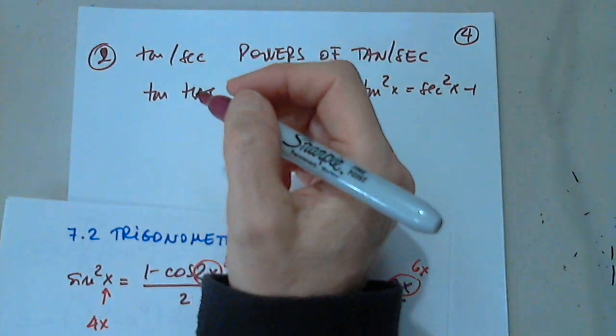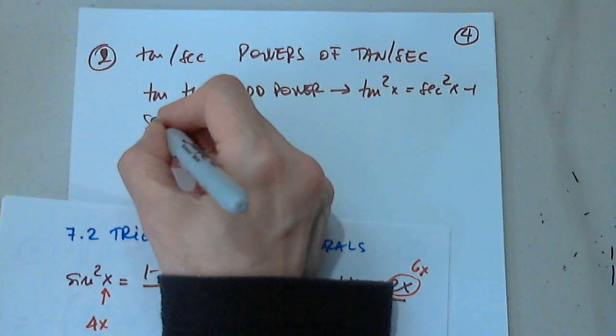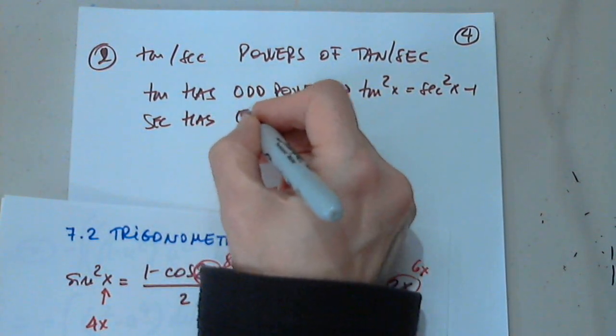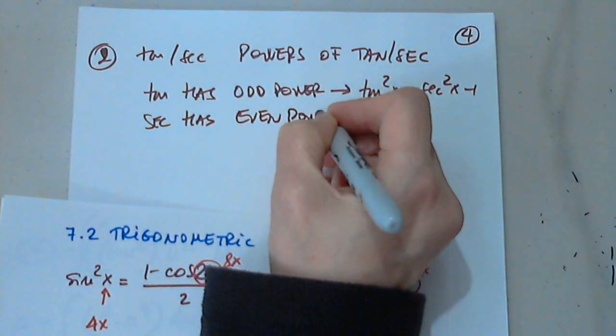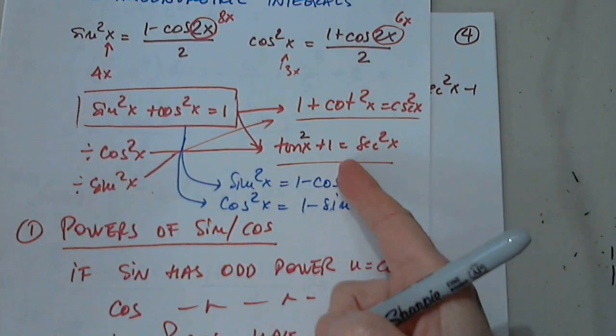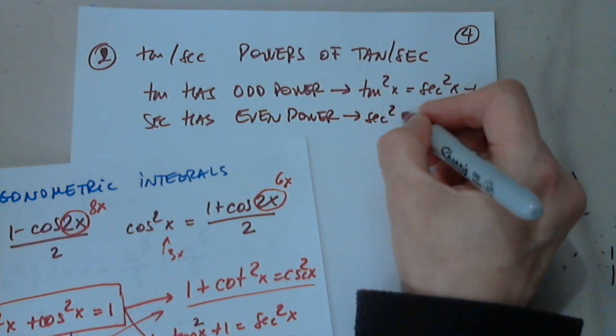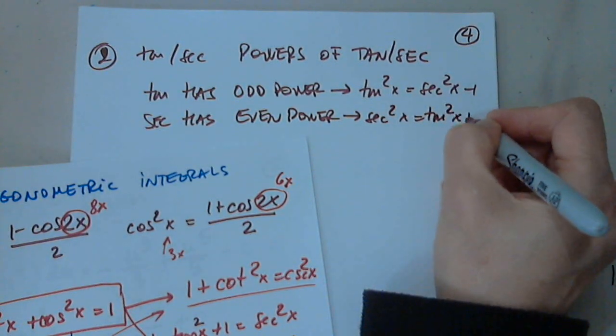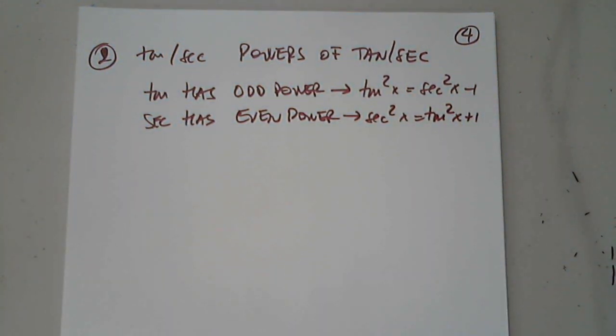If secant has even power, we should think of secant squared equals tangent squared plus 1. It depends on the problem. It depends on whether we need to use a substitution or not.